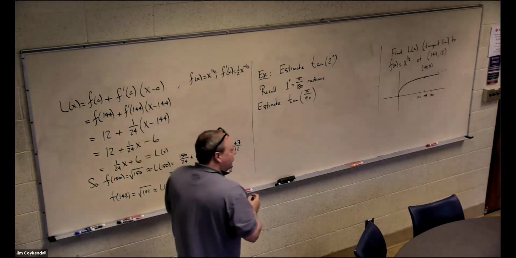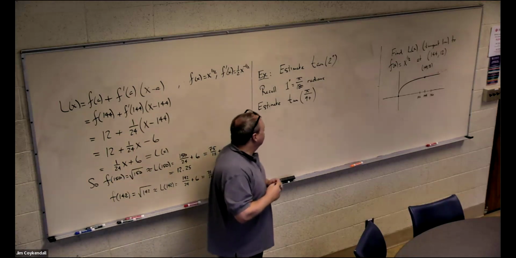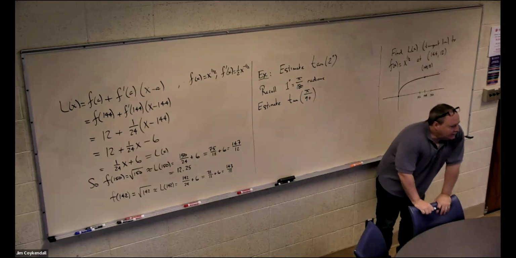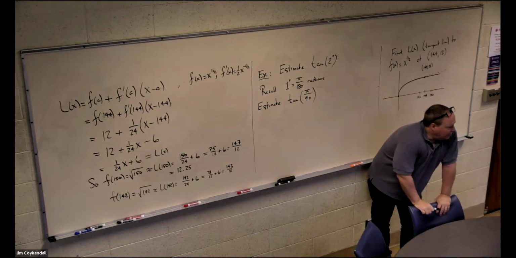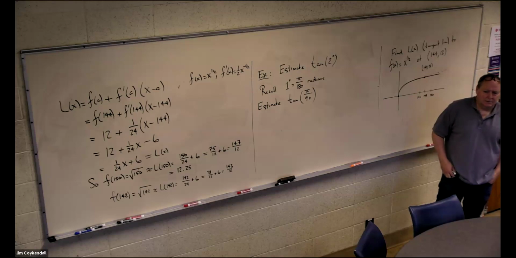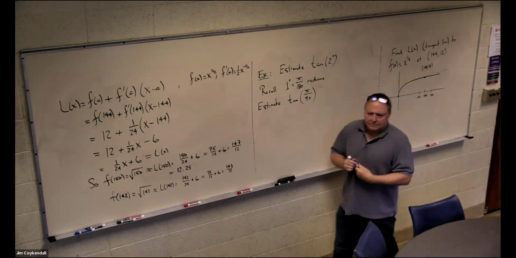Okay. Just like before, can y'all think of something that's pretty close to 2 degrees, or pi over 90 radians, where you actually, honest to goodness, know what the value of tangent is? 2 degrees is pretty close to 0 degrees, isn't it? Pi over 90 is pretty close to 0 radians. What's the tangent of 0? 0.